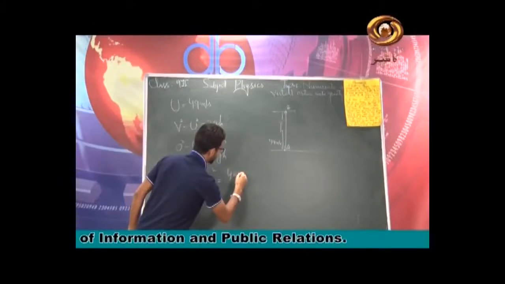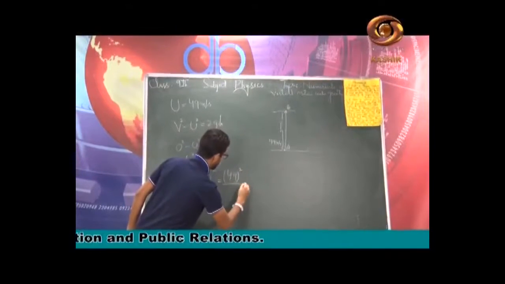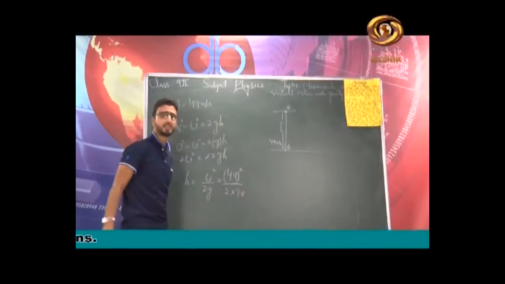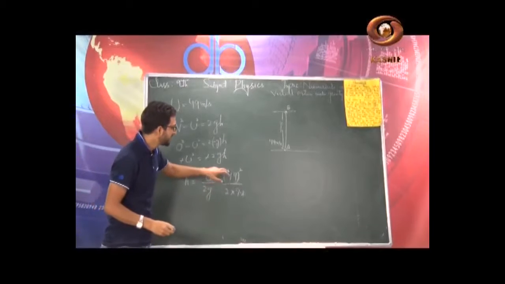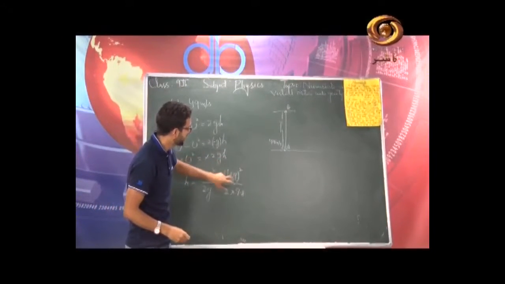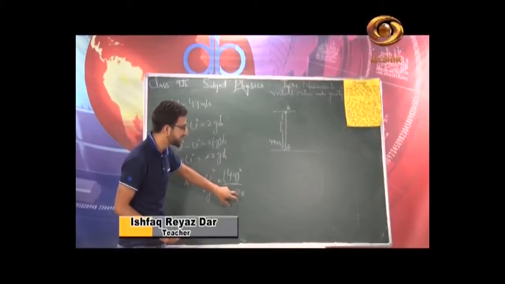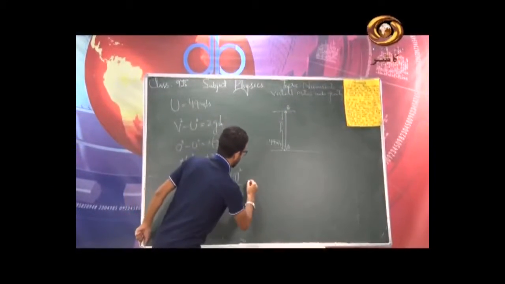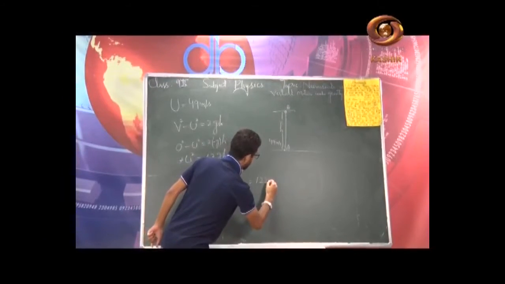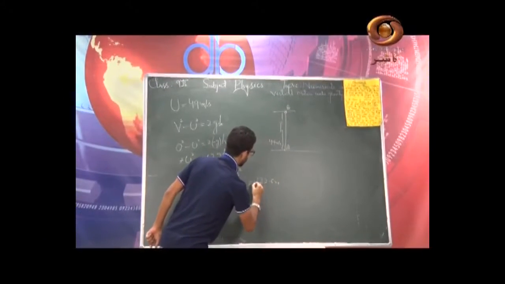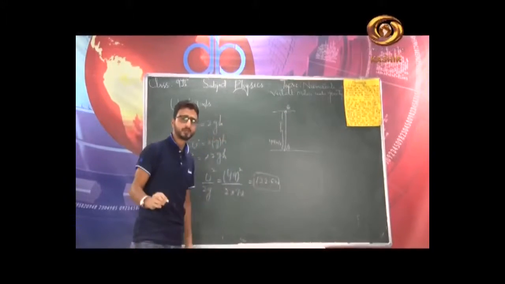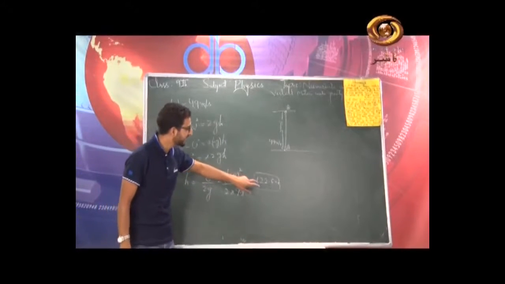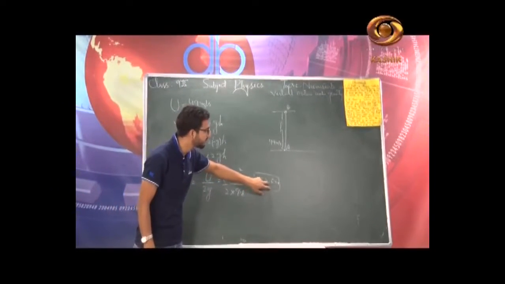So this is 49 square divided by 2 into g. The value of g you know, this is 9.8. Now you can simplify it. This is 49 into 49 divided by 2 into 9.8, that is 19.6. If you do this calculation, you will exactly get this is equal to 122.5 meter. Do this calculation yourself. Simply 49 into 49 divided by 19.6, that is exactly equal to 122.5 meter.